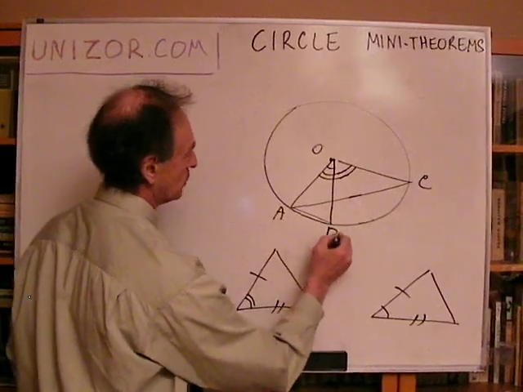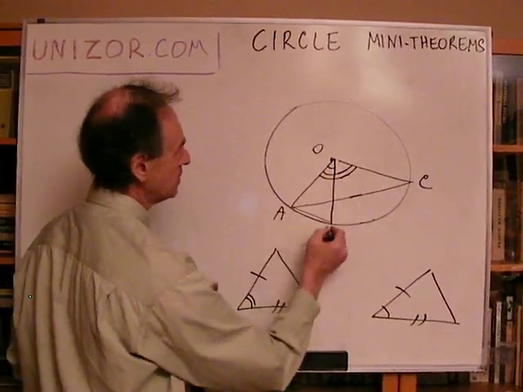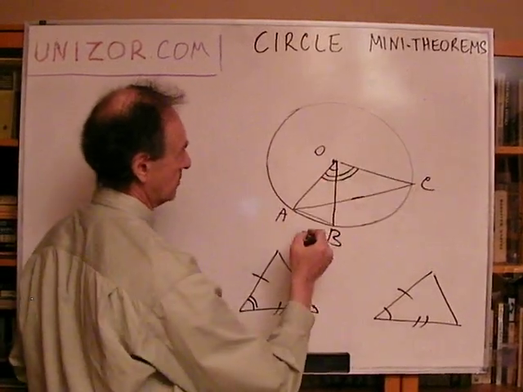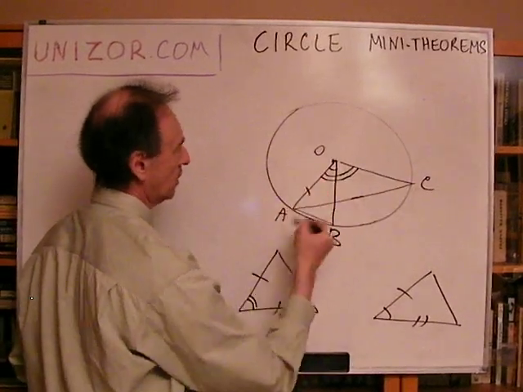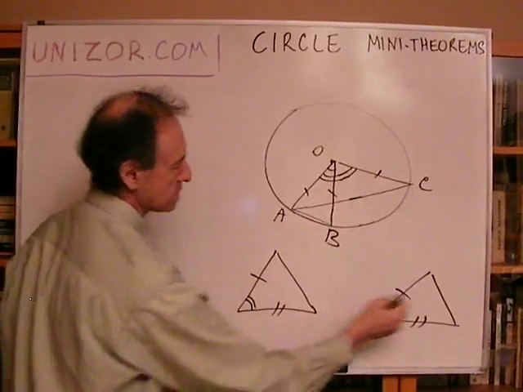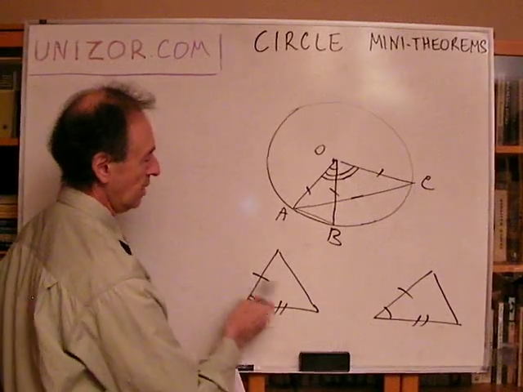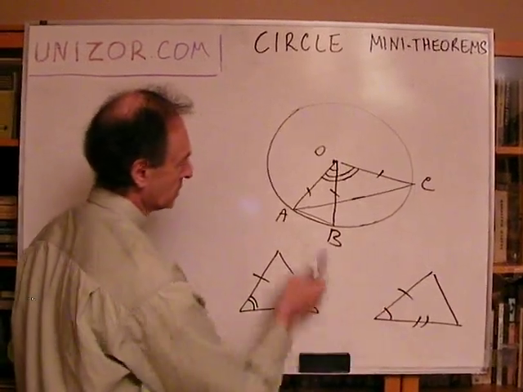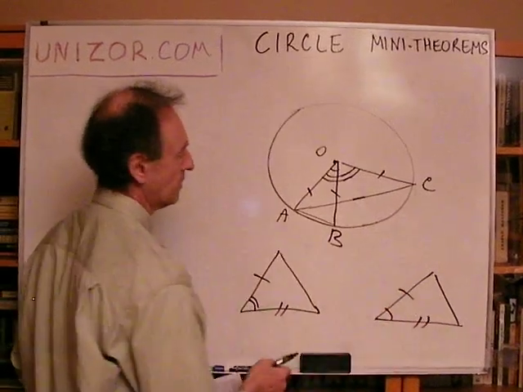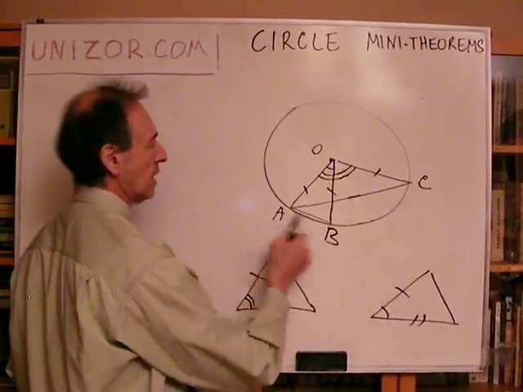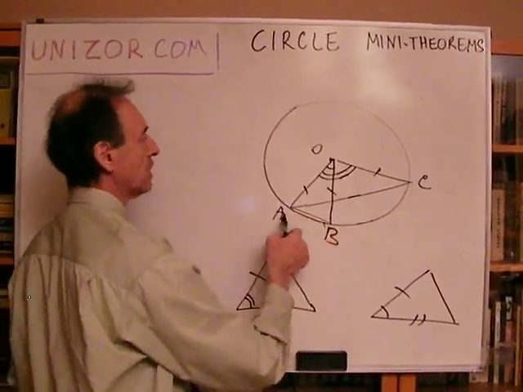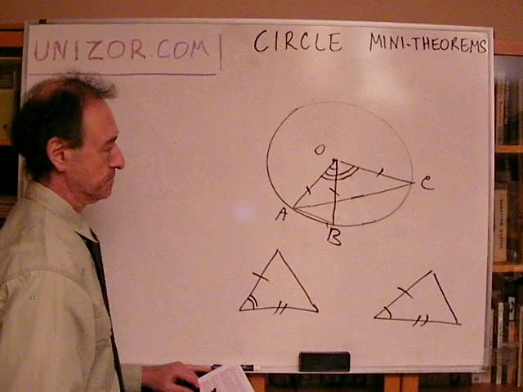We have triangles AOB and AOC. AO in both cases is the same, and OB is also the same. So in this case, we have an even simpler case than when the sides are different. In this case, all four sides are the same: this and this and this and this. And that's why by this theorem, AB is shorter than AC, because the angle AOB is less than angle AOC.